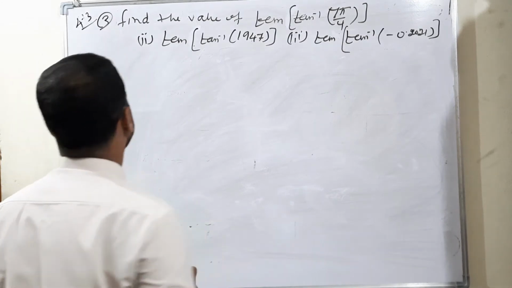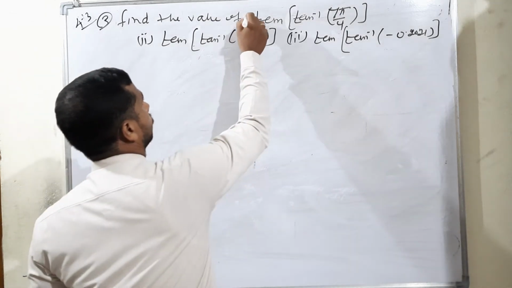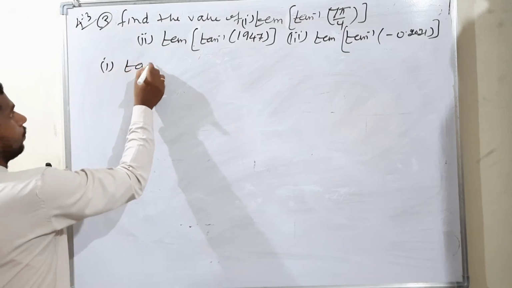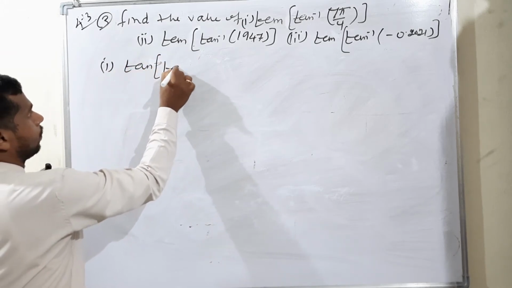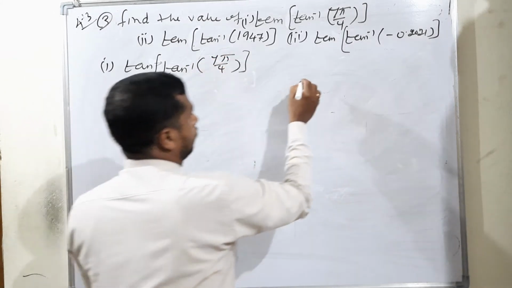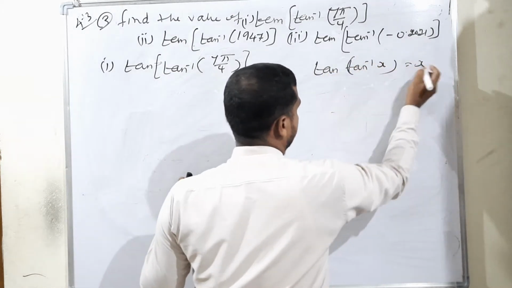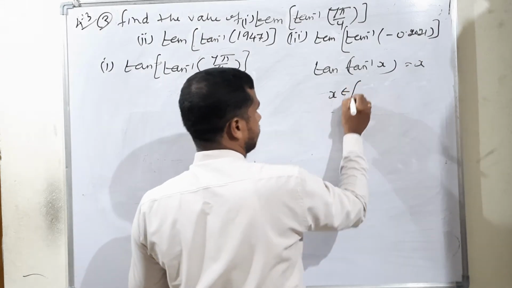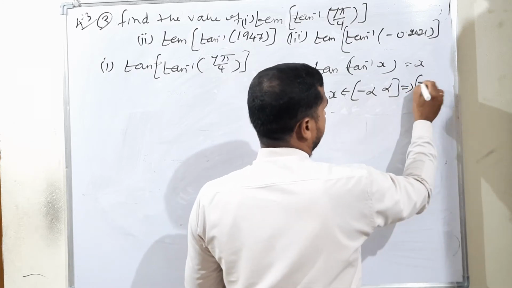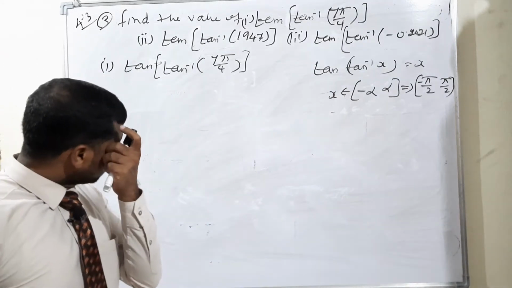Moving to question number 3 from exercise 4.3, find the value of tan inverse, given 3 subdivisions. Okay, this is subdivision 1: tan inverse of 7 pi by 4. What is the main term? Tan inverse of x is equal to x when x belongs to the range, actually, the domain is negative infinity to positive infinity, and the range is negative pi by 2 to positive pi by 2, isn't it? The tan function.